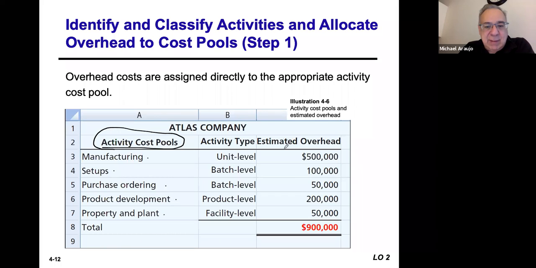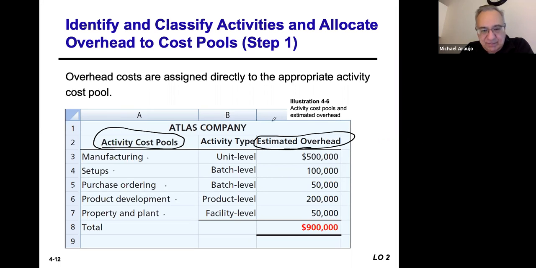Okay. And the amount of overhead that they cost is listed in the far right column. What you see in the middle column is looking at the type of activity for purposes of classifying the activity. So for example, as you see here, plant and property is listed as a facility level activity because it includes the entire facility.